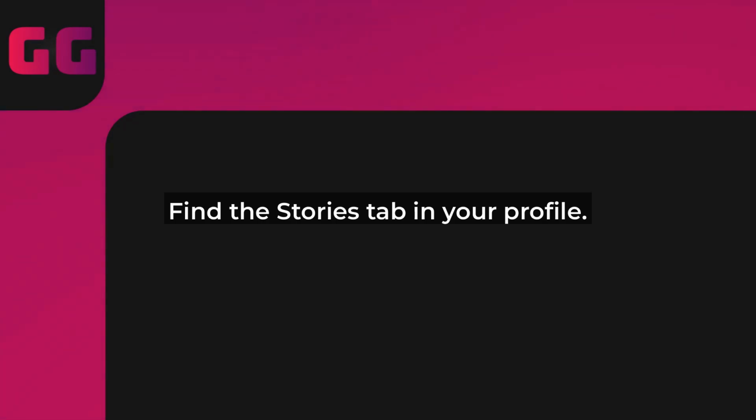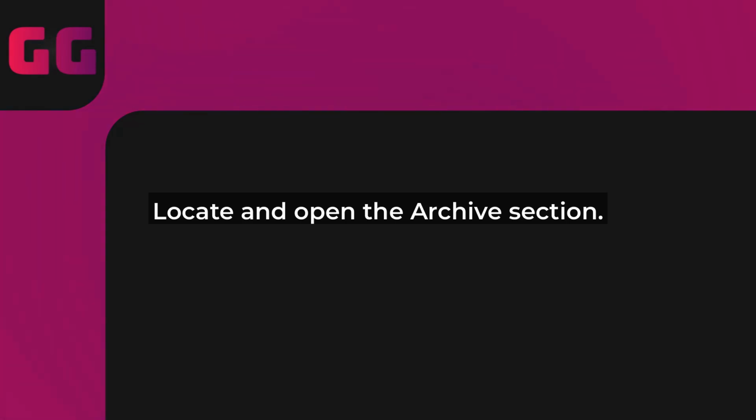Start by heading to your profile page. You can do this by tapping the profile icon in the bottom right corner of the app or clicking your name at the top of the website. Once you're on your profile, look for the Stories tab, usually located near the top or in a dedicated section. Facebook now highlights this more prominently, so it should be easy to spot. Tap or click on it to open your Stories feed.